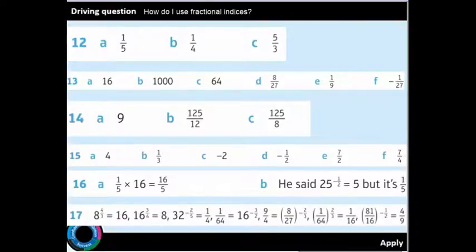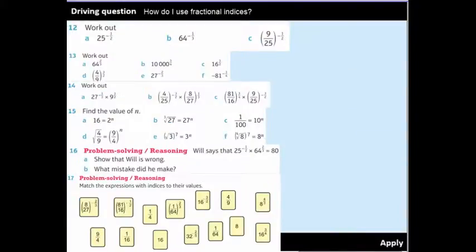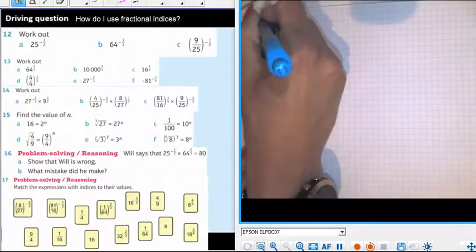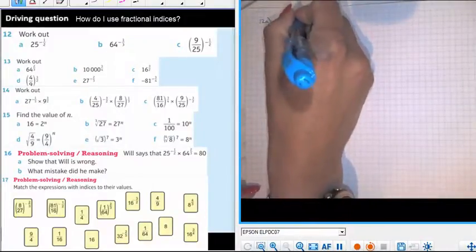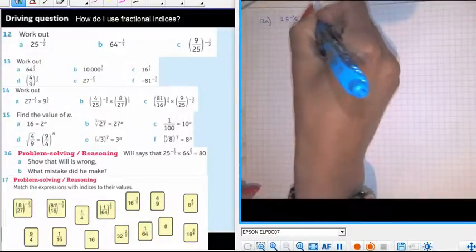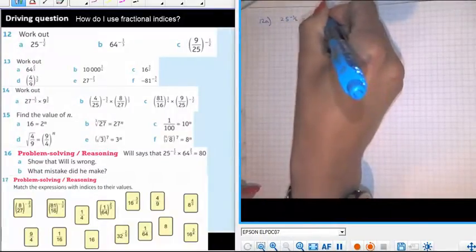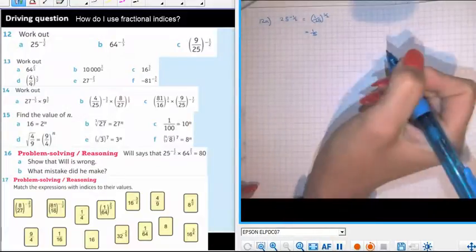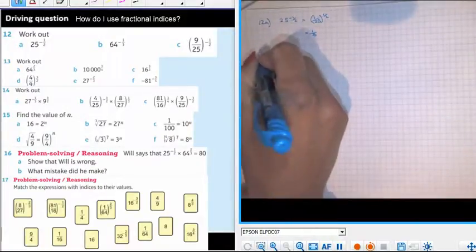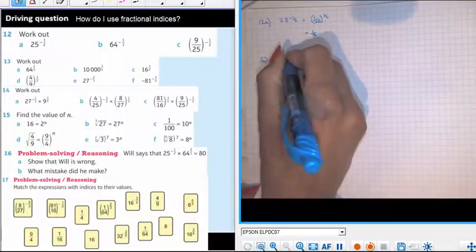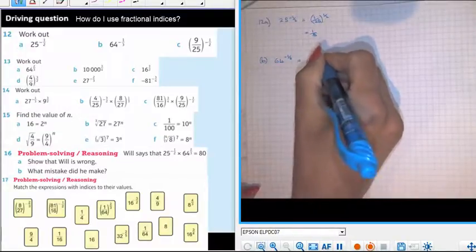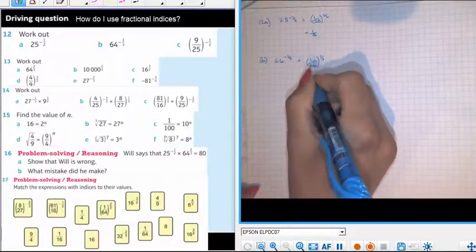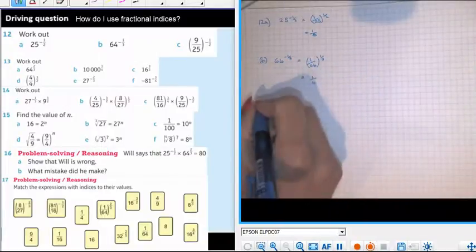And here are your answers. So question 12a. 25 to the power of negative 1/2 would be the same as 1 over 25 to the power of 1/2, which is 1/5. B. 64 to the power of negative 1/3 is the same as 1 over 64 to the power of 1/3. So we're cube rooting here, 1 over 4.